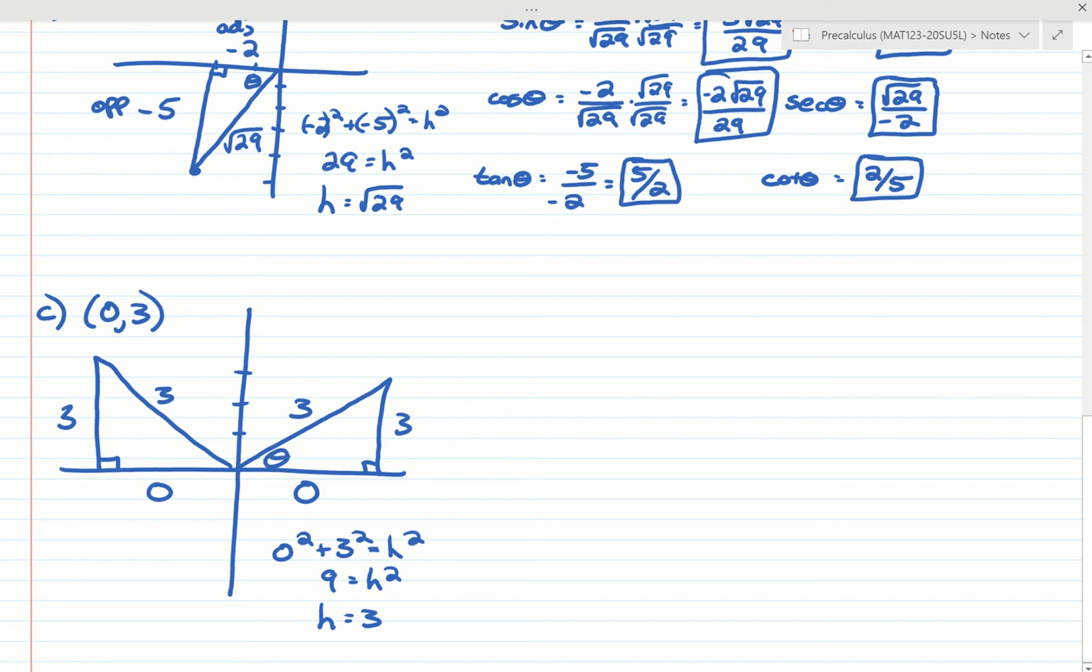Your angle is always between the x-axis and your terminal side. So it doesn't matter which triangle you use. You could use either one. I'm going to use the one on the right. This will be our opposite side, and we have our hypotenuse side. So let's figure out our sine, cosine, tangent, and then CSC.